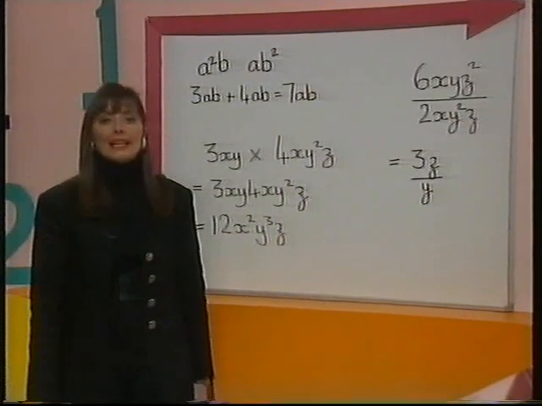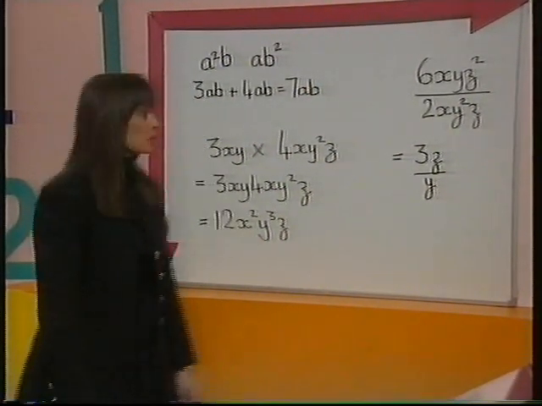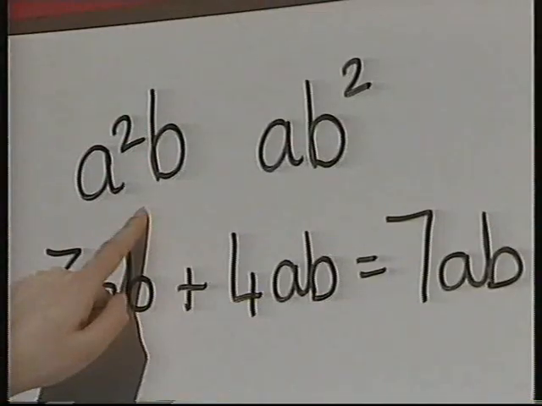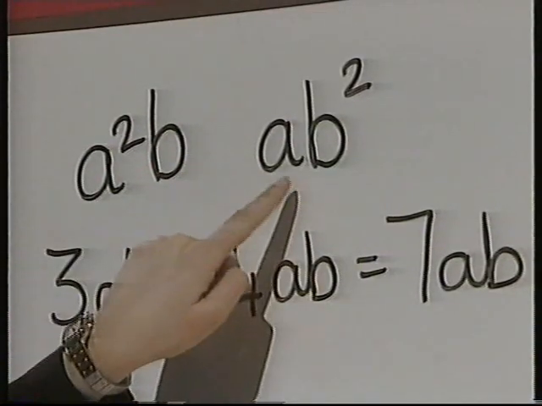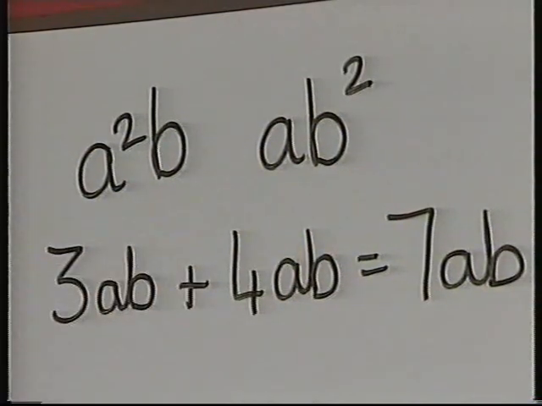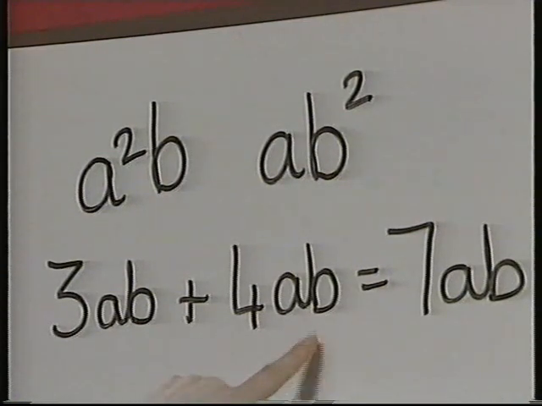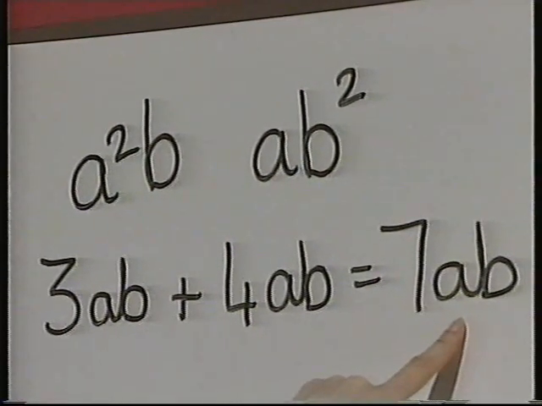Formulas, or formulae, as some people call them, have rules which you've got to know. The first rule: unlike terms, such as a squared b and a b squared, can't be added. But like terms, 3ab plus 4ab can be added, and that would give 7ab.